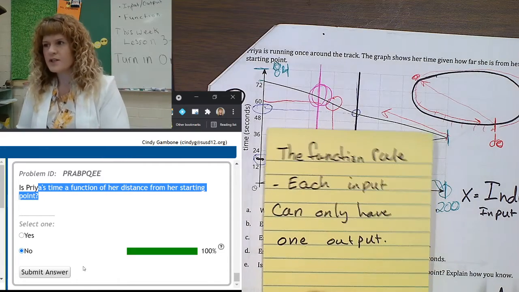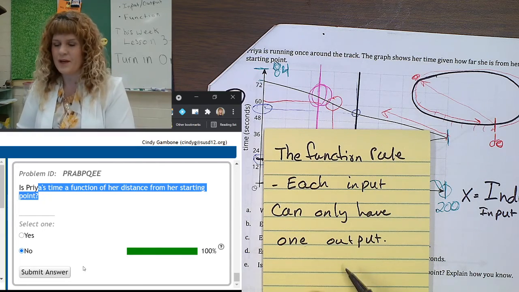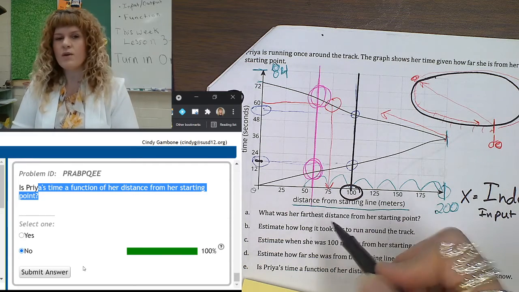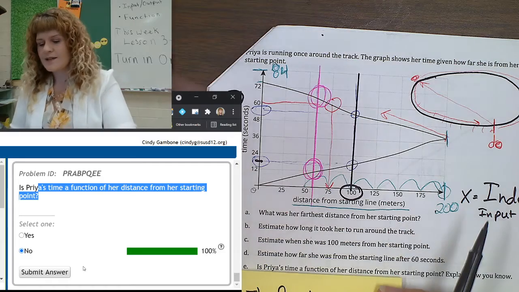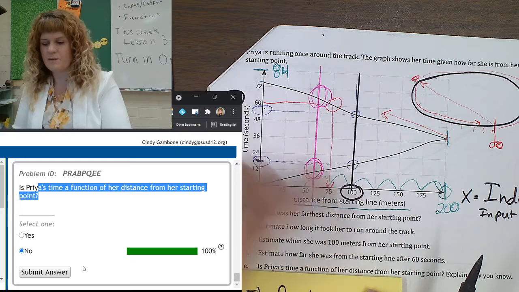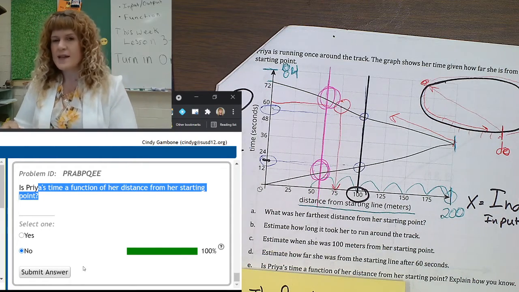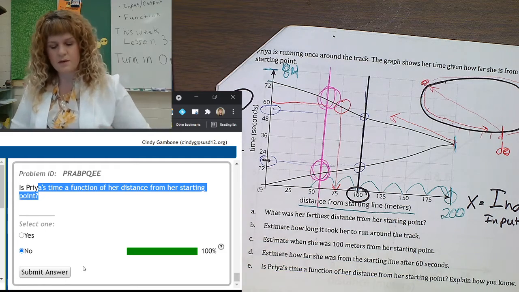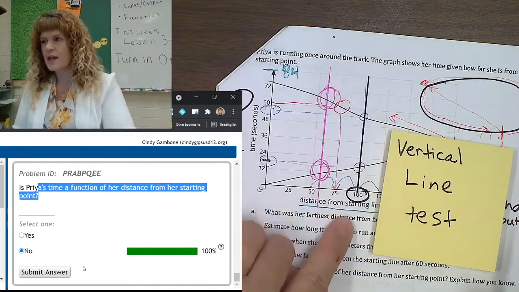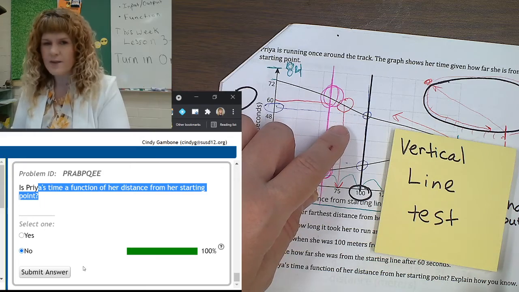But we can't do that. You remember the function rule, right? Each input can only have one output. This graph breaks the function rule. So you know that the dependent variable is not a function of the independent variable because there are two answers for each input. That sounds really confusing, so what I just need you to remember right now is the vertical line test. If you draw a line and the graph crosses twice, it is not a function.